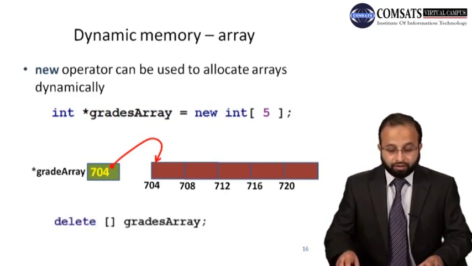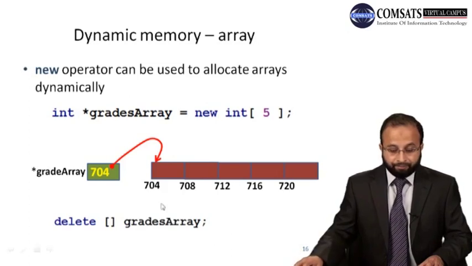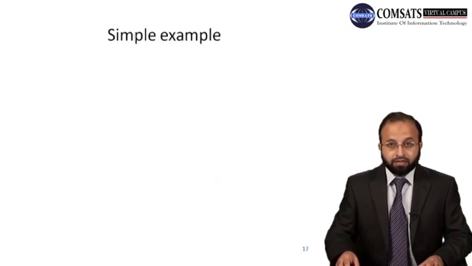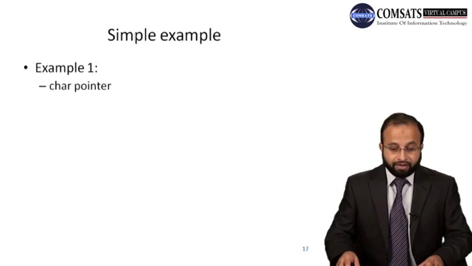And to delete this memory location, you write delete, array symbol, grade array, right? This is the array symbol. There's no need to mention the size of this array. It automatically figures out how much memory was allocated for that array in the heap area. Now let's see some of the simple example programs. We will write example program 1 in which we have a character pointer.